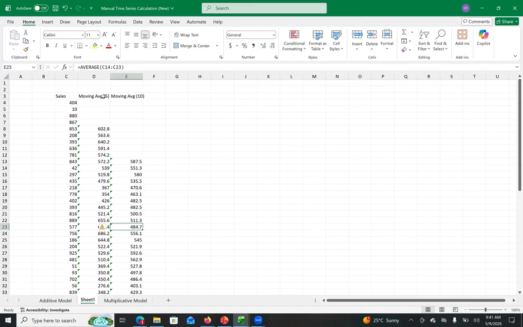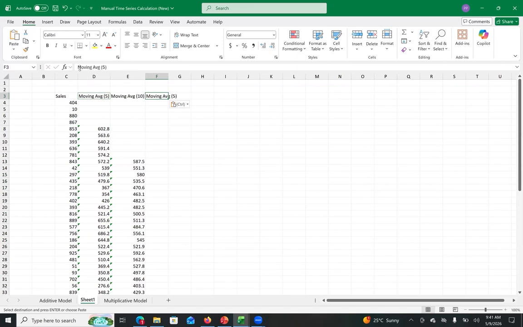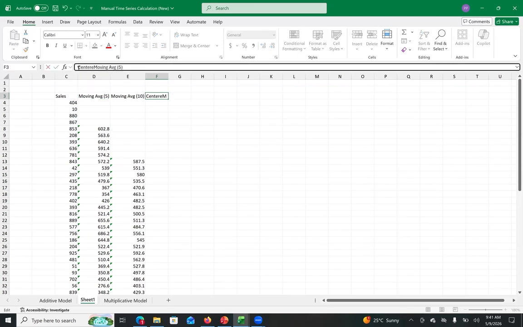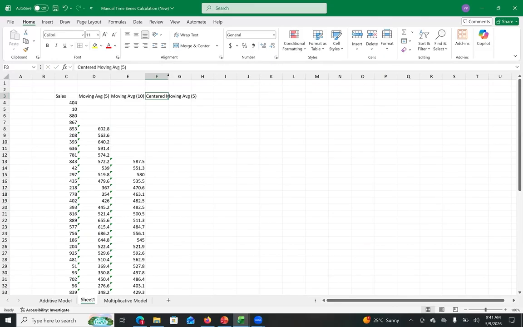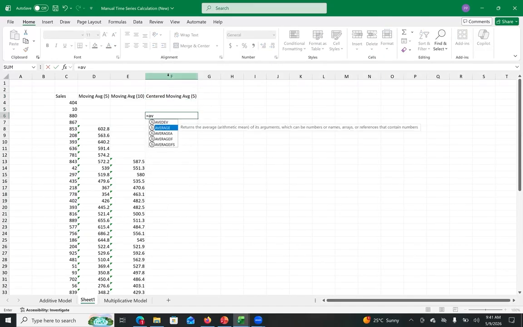There's something called centered moving average as well. Right? Centered moving average is, let's say if I'm taking a centered moving average of 5 data points, then I will be taking 2 data points from past, one is the current data point and 2 data points from future. Total 5 data points, right? 2 data points from past, 2 data points from future, 1 data point of the current value. This is called centered moving average.